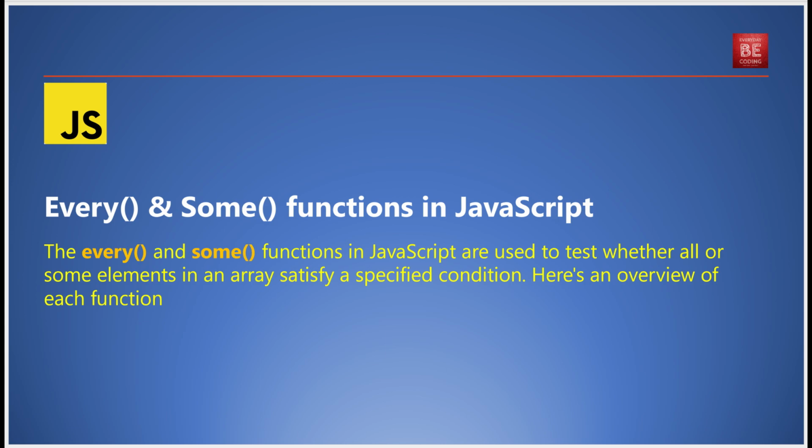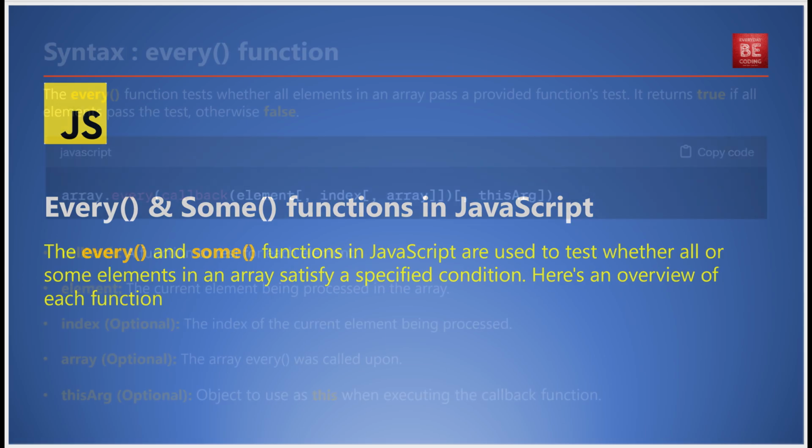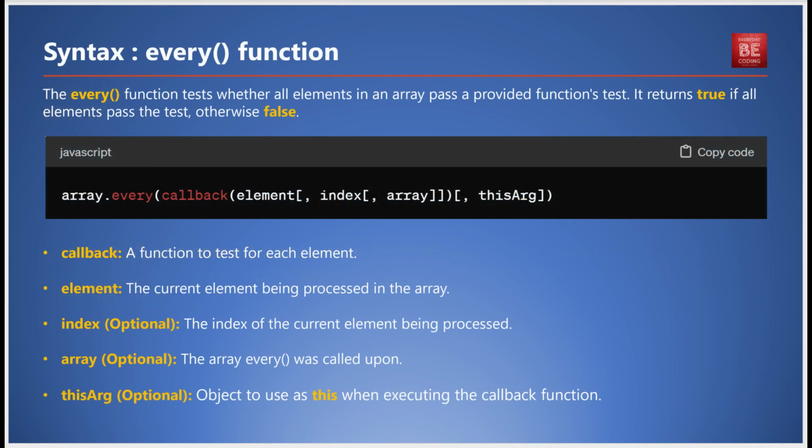Ever wondered how to check if all or at least one element in a JavaScript array meets a certain condition? That's where the every and some functions come into play. These two array methods in JavaScript are incredibly handy for testing whether all or some elements in an array satisfy a specified condition. Dive right into the every function.